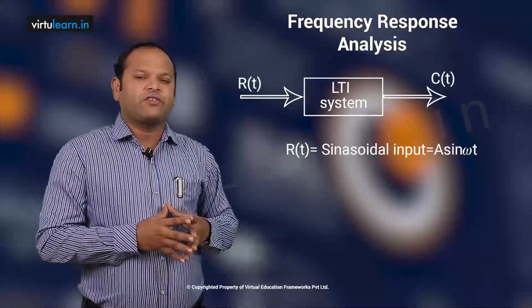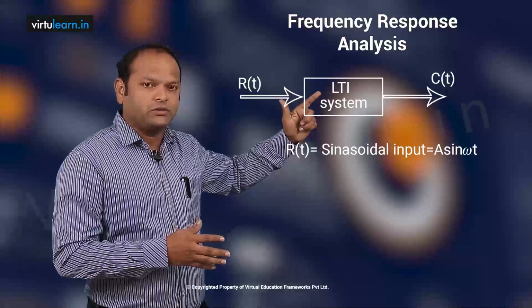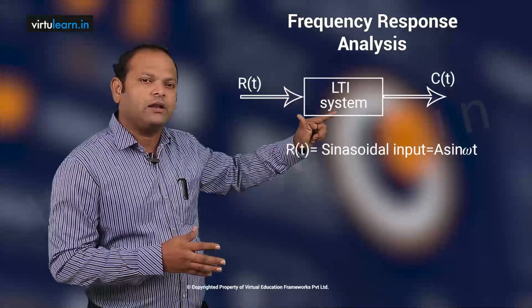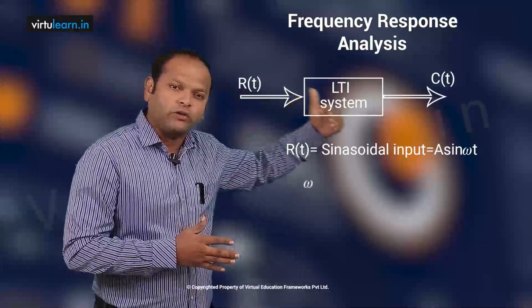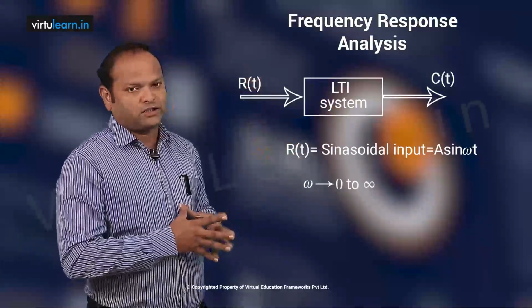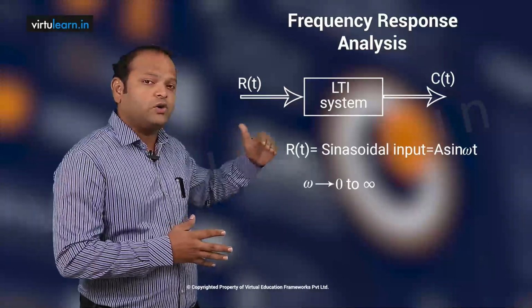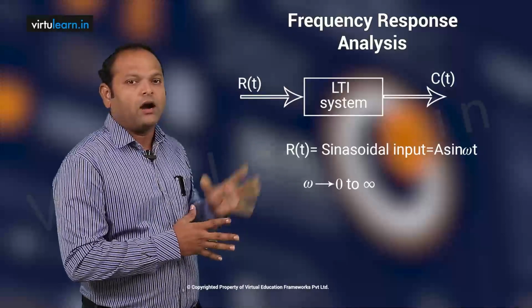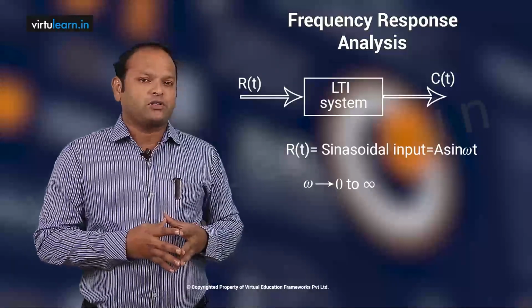Then what is the frequency response? The frequency response is the variation of the magnitude and the variation of the phase angle for different values of omega. For example, omega is varying from 0 to infinity. What will be the magnitude? How does it vary? Similarly, when omega is varying from 0 to infinity, what will be the phase angle? How is it going to vary? That gives the frequency response of the system.